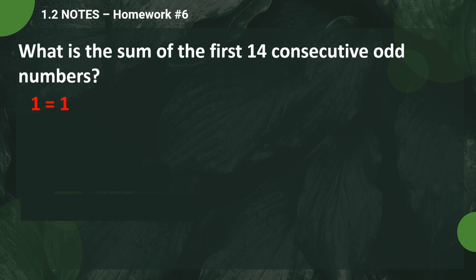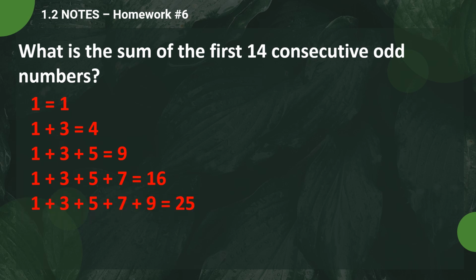So the first one would be 1. The second would be 1 plus 3 is 4. And again, I'm looking for a pattern here. Then 1 plus 3 plus 5 is 9. 1 plus 3 plus 5 plus 7 is 16. So this is the first, let's see, 1, 2, 3, 4, 5 numbers. All right. So I'm looking at the sum. So 1, 4, 9, 16, 25.